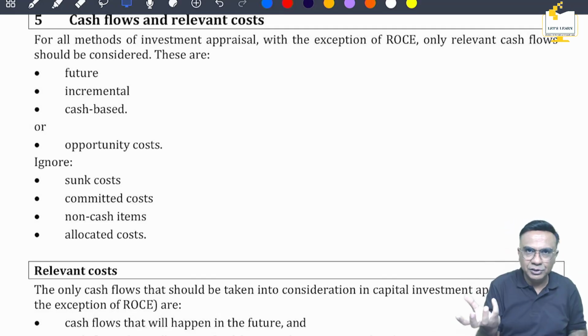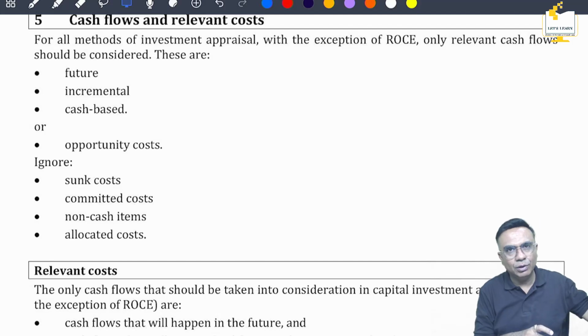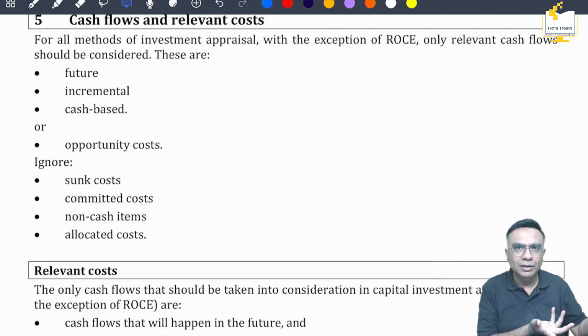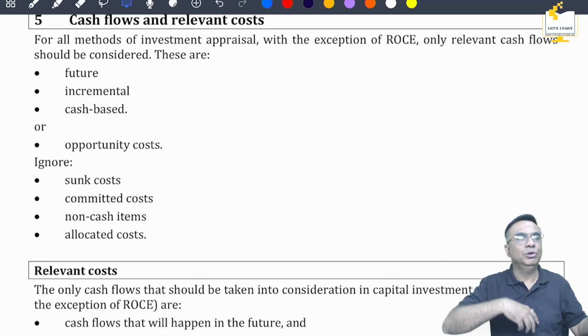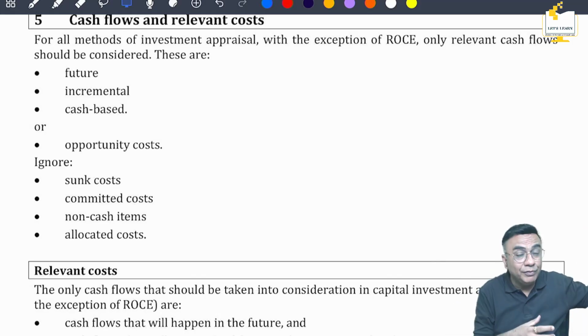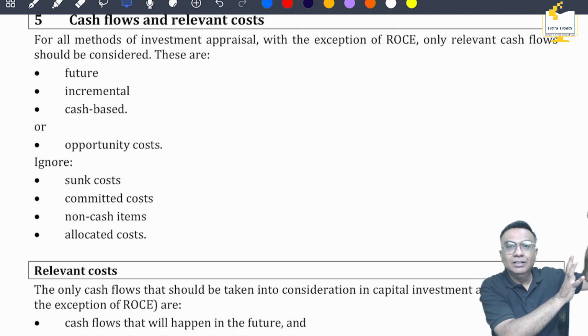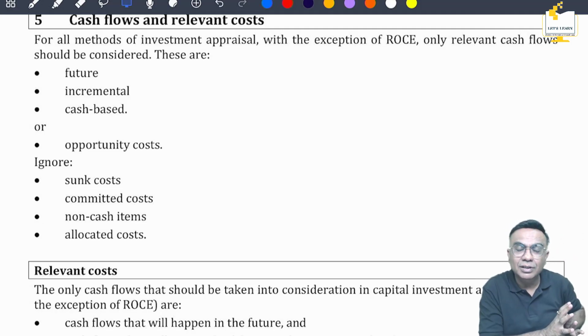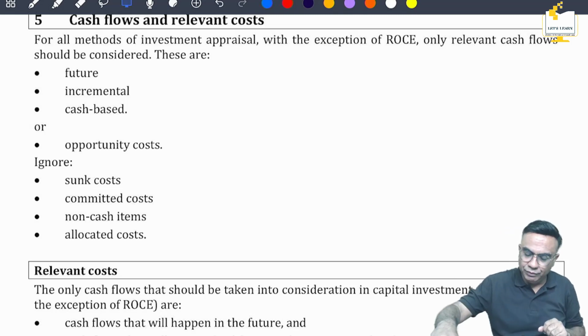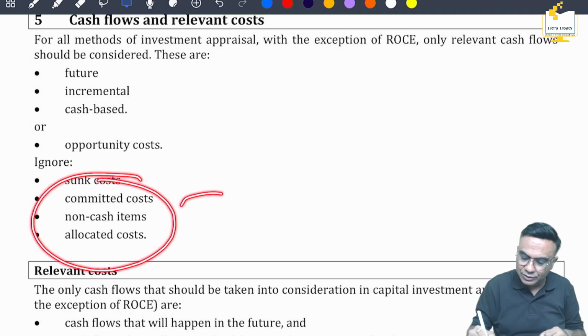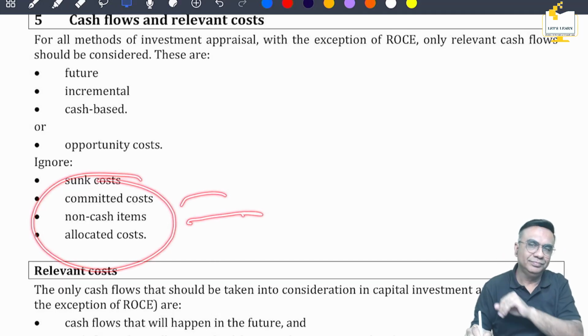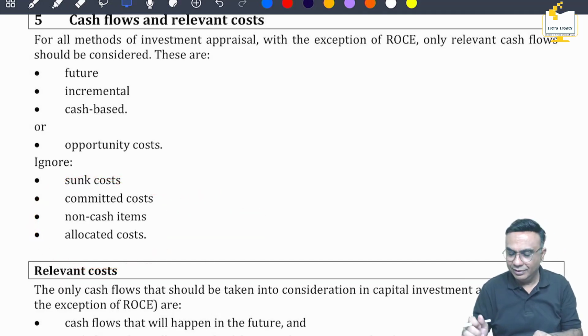If you don't start with this project, that $50,000 is unaffected. So whether you start this project or not, that 50,000 rent will be as it is. Understand? So that becomes irrelevant for us. So we need to ignore all this in our calculation. Okay, guys, let us proceed.